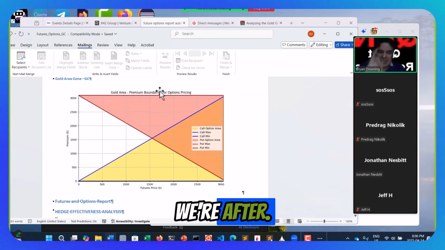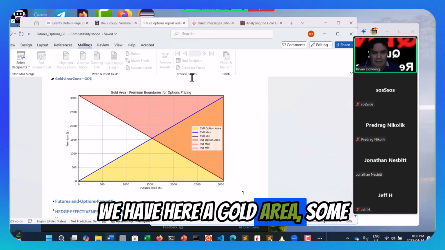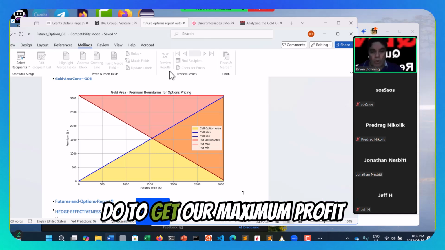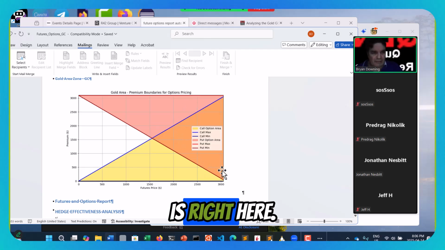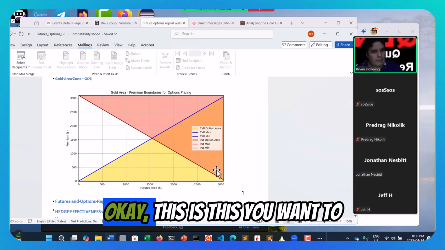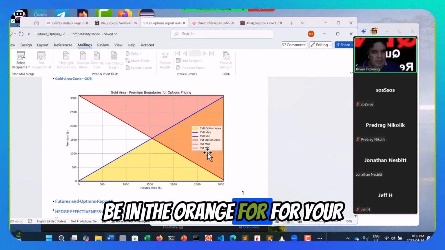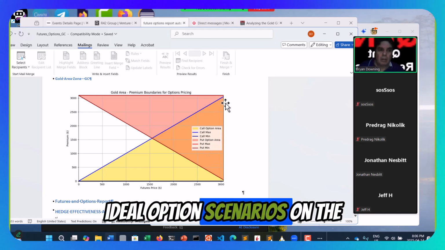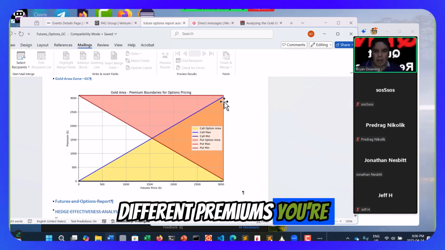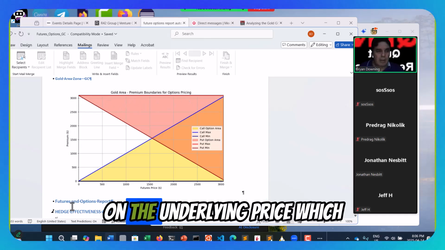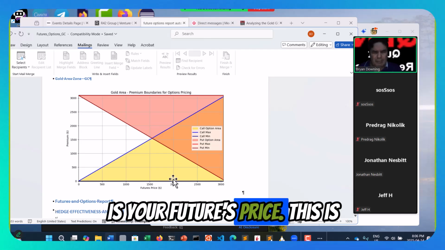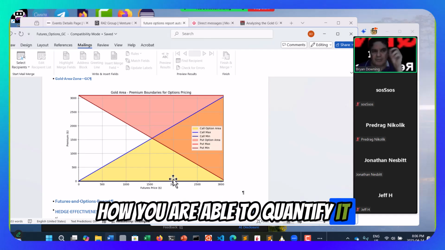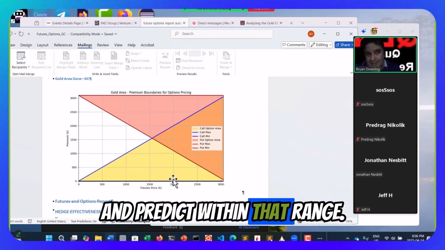This is what we're after. We have here a gold area combined with a future price and an option. What we're trying to do to get our maximum profit is right here. You want to be in the orange for your ideal option scenarios on the different premiums you're willing to pay, measured on the underlying price, which is your futures price. This is where you want to be. This is how you are able to quantify it and predict within that range.